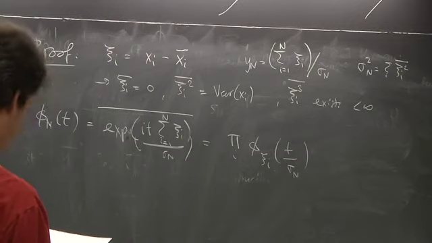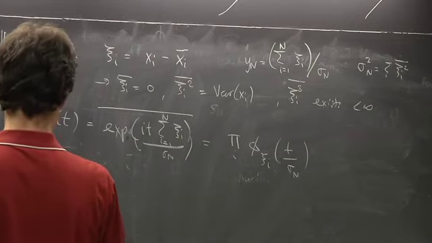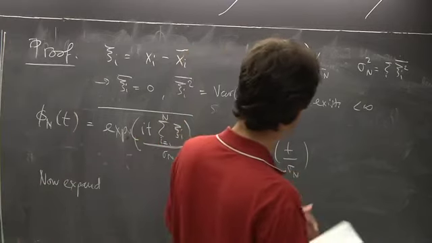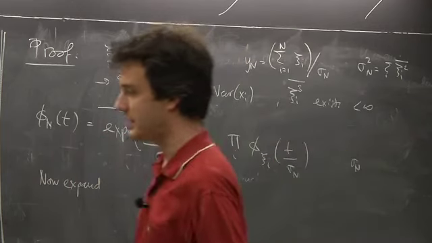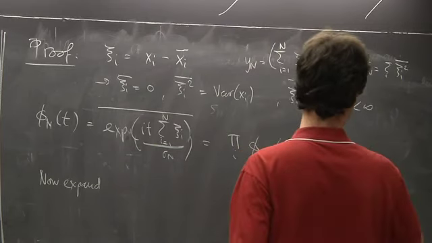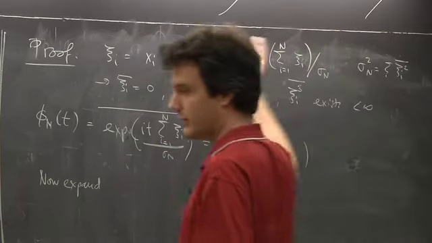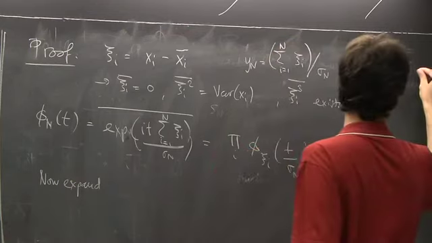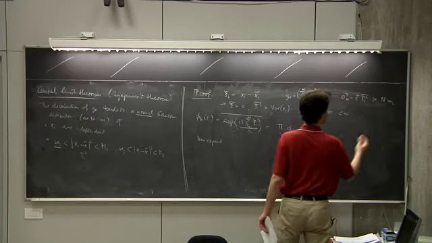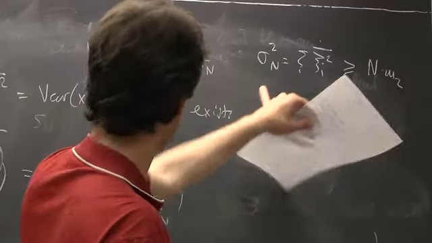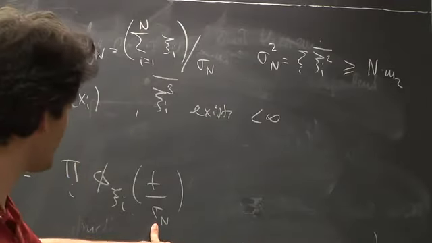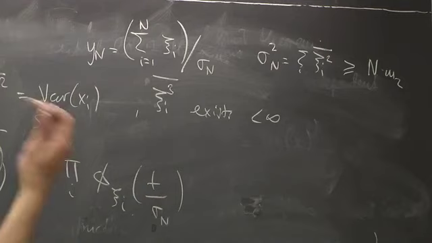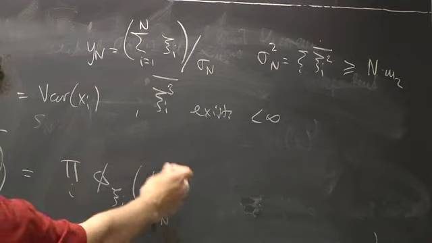Good so far? So what is the next step? Now we use that sigma n squared is, due to my assumption, at least n times m2. So this becomes very large. Here it stands in the denominator, so the argument becomes very small, and therefore, when something is very small, a physicist just expands. So you expand in this argument.